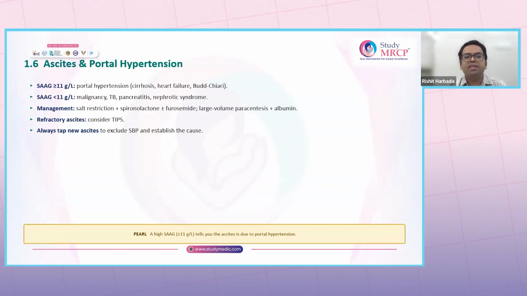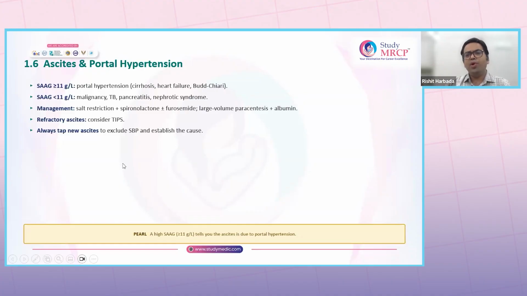it's portal hypertension, and if the SAAG is less than 1.1, there is malignancy, TB, pancreatitis, or nephrotic syndrome. Management of ascites: we all know water and salt restriction, salt to be less than 2 grams per day. And you are going to give diuretics. 2 diuretics are most commonly used: spironolactone, which is a potassium-sparing diuretic, and furosemide. And you do a large volume paracentesis. What is large volume paracentesis? When you remove more than 5 liters, you have to give albumin along with that. If the patient continues to have refractory ascites, you are going to consider TIPS.